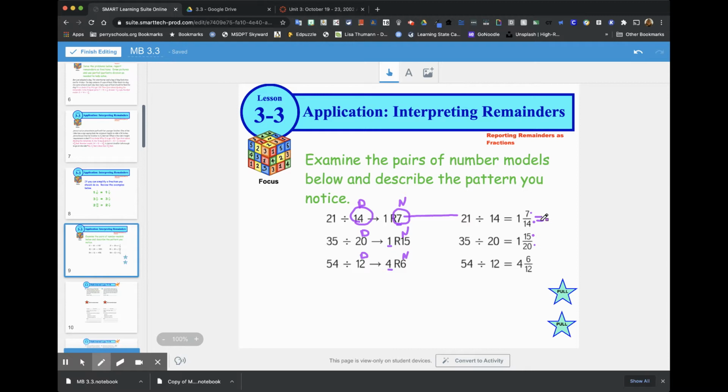Now, we know that we just said that this can be reduced. So 7/14, 7 is a half of 14. 15/20, we can divide both of those by 5. 15 divided by 5 is 3. And 20 divided by 5 is 4. And then this one, we know 6 is half of 12. So that would be where we get those.